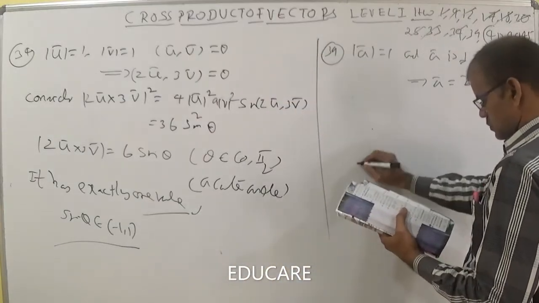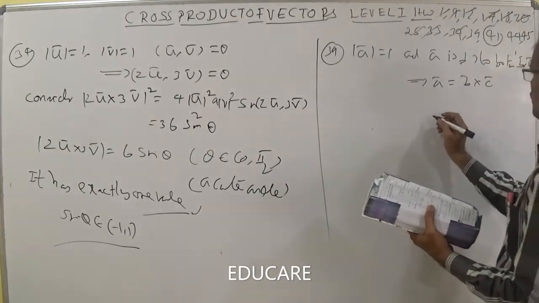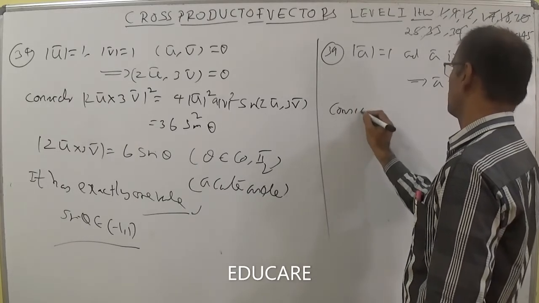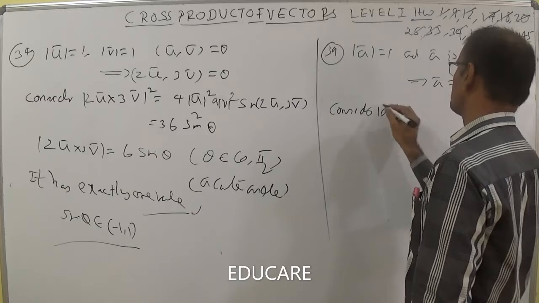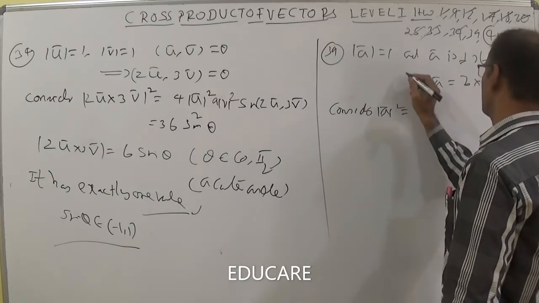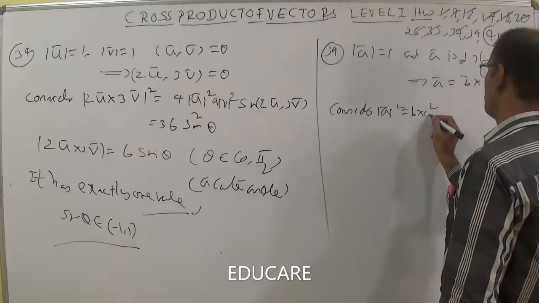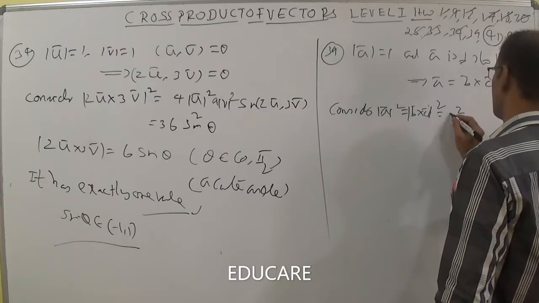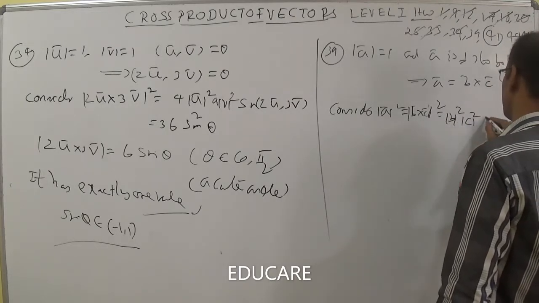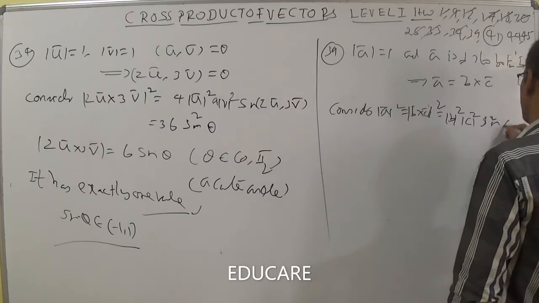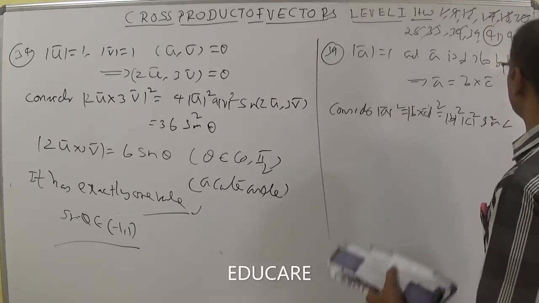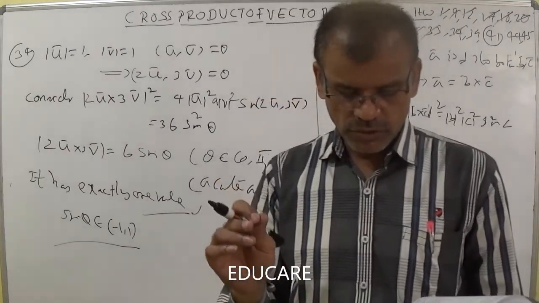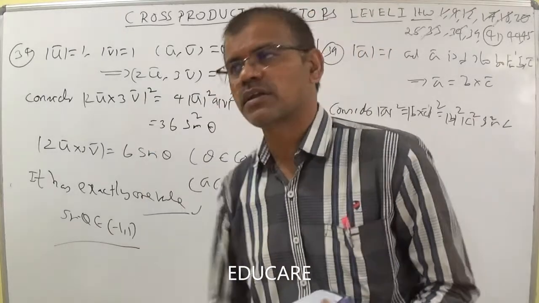So if we consider A bar whole square, then you write B bar cross C bar whole square. What is the value of B bar cross C bar? Mod B square into mod C square into sin square alpha. The perpendicular need not matter, just read the question. A bar is a unit vector perpendicular to unit vectors B bar and C bar.